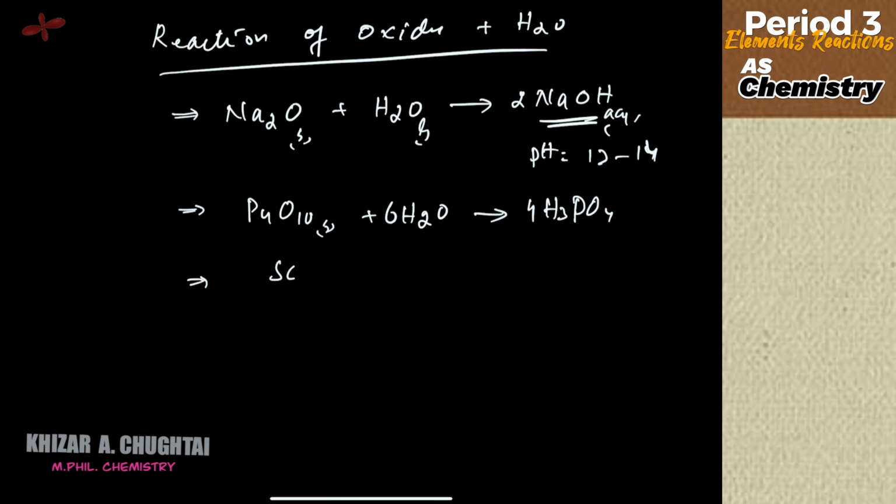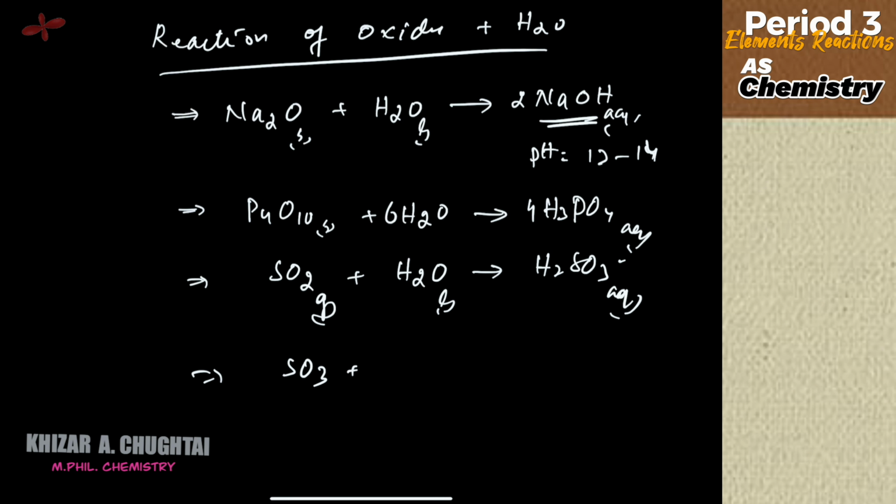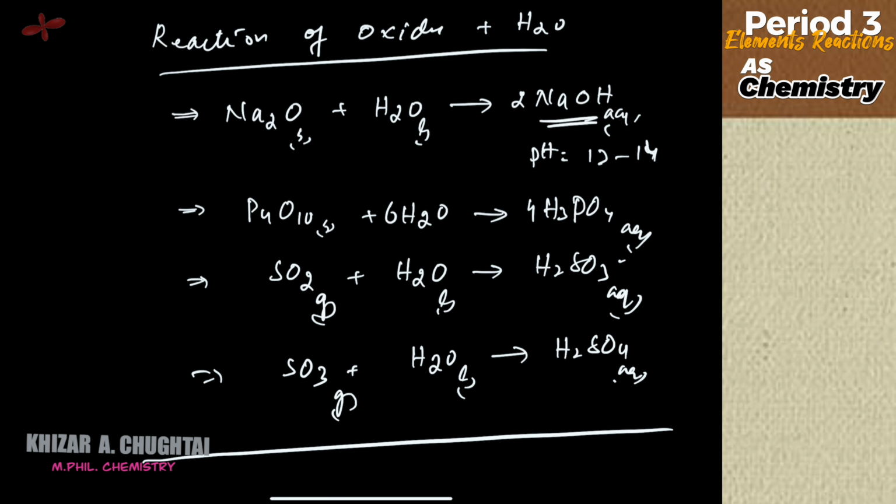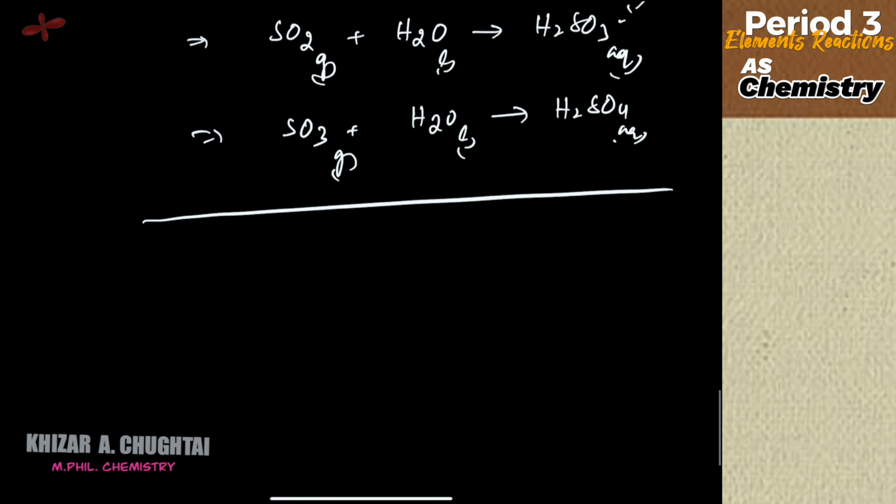Next one is SO2. It's going to react with water to make sulfurous acid, H2SO3, and it's a balanced equation. It's a gas, it's a liquid, and these are the aqueous acids. Then SO3 can also react with water, and obviously this is a vigorous reaction once again, and H2O is a liquid and it is going to make H2SO4, sulfuric acid this time, and these are the basic reactions of oxides of period 3 elements with water.